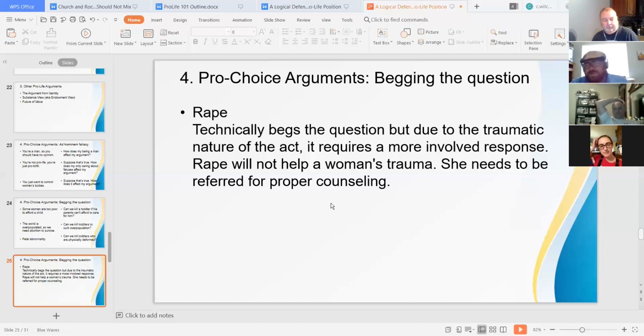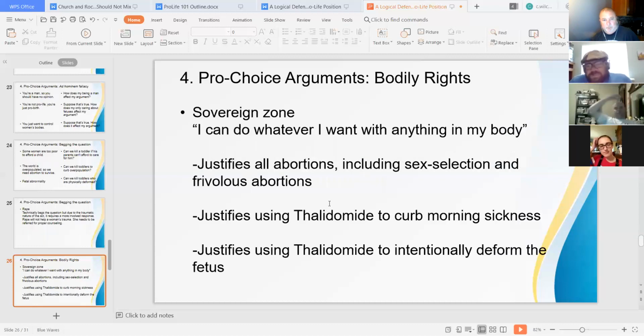So we can actually make a case that the abortion in that case is not the best thing for her, on top of making the case that it's not permissible to kill the fetus in the case of rape either. So a woman who's been raped needs to be referred for proper counseling. And of course, there's much more to say on that as well. Each one of these topics could probably be given its own talk, but that's in a nutshell kind of how I would respond to that.